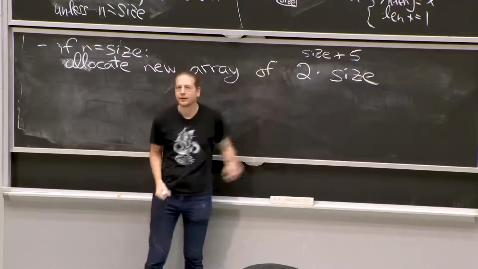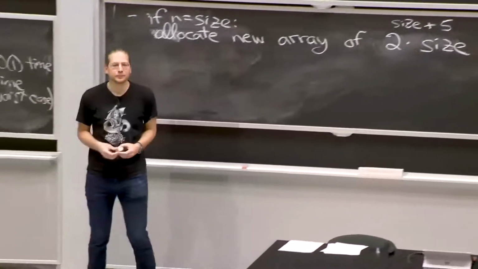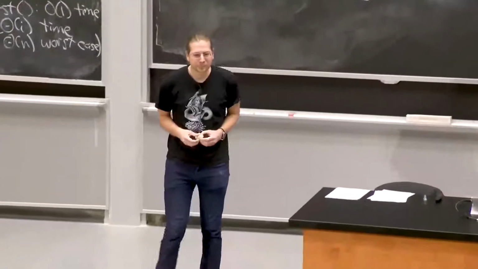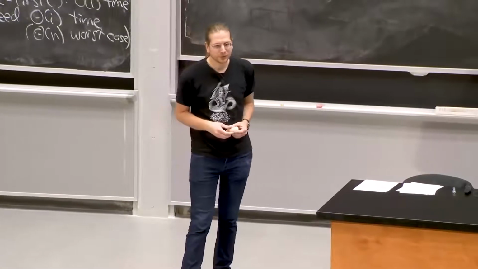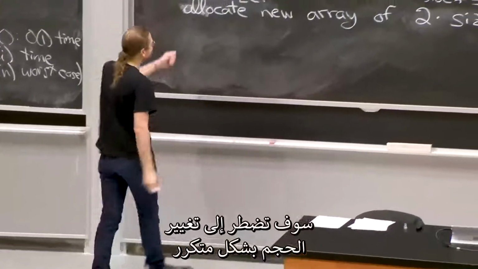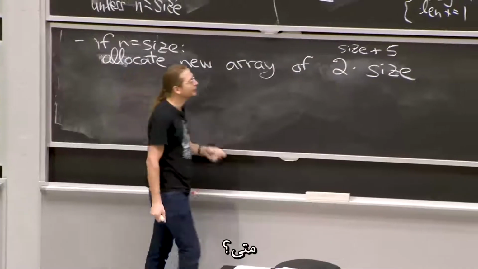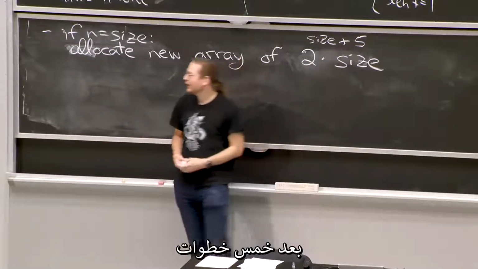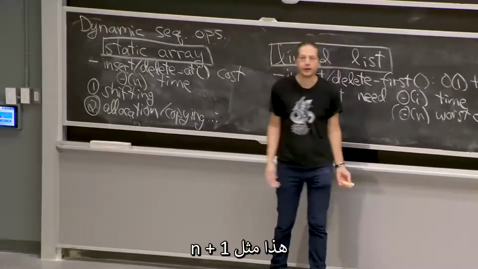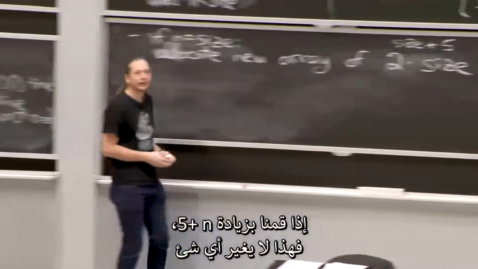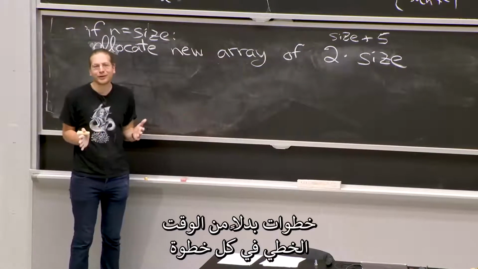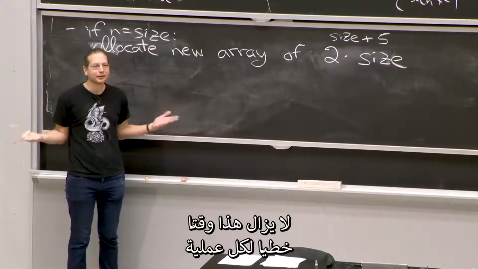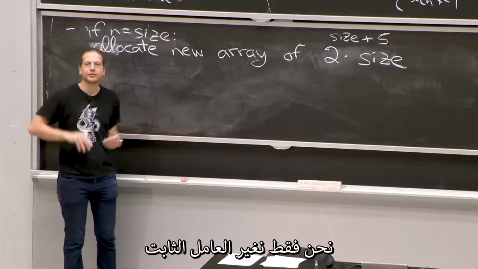Why is this bad? You'll have to resize frequently. When? 5 steps later. So in the original static array, we were reallocating every single time. That's like n plus 1. If we do n plus 5, that really doesn't change things if we ignore constant factors. Now we'll have to spend linear time every 5 steps instead of linear time every 1 step. That's still linear time per operation. It's just we're changing the constant factor.